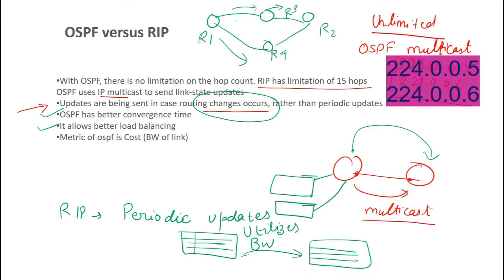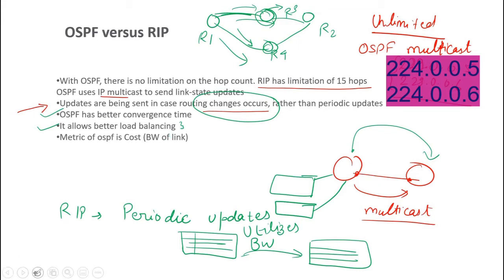Some of the packets go via this path and some of the packets can go via this one. So this is called load balancing. We are sharing the load on these links or on these routers. So it allows better load balancing. It is also available in RIP, but here there is better control over the load balancing.